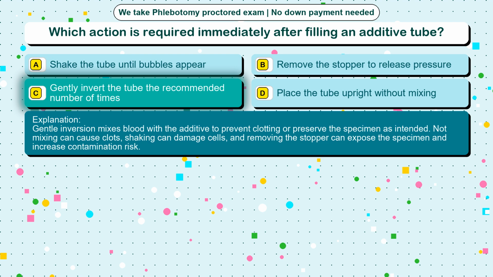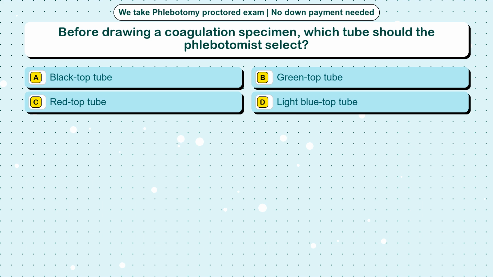Question 55. Before drawing a coagulation specimen, which tube should the phlebotomist select? Option A. Black top tube. Option B. Green top tube. Option C. Red top tube. Option D. Light blue top tube.